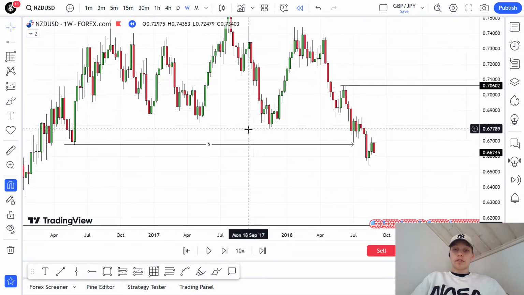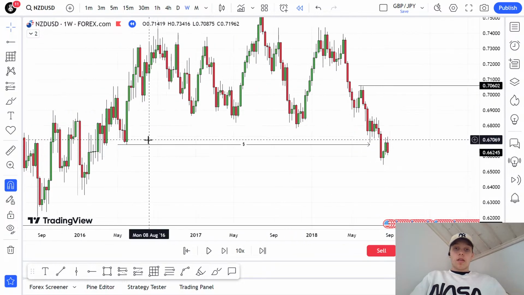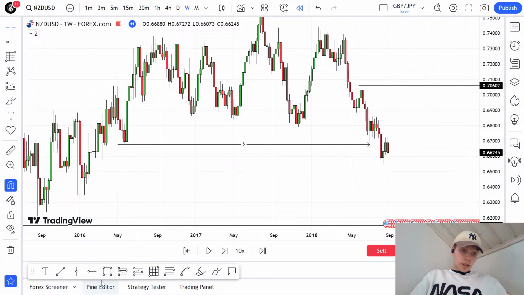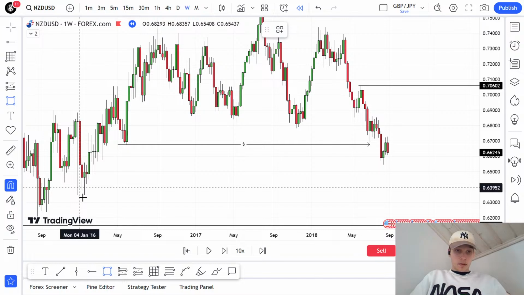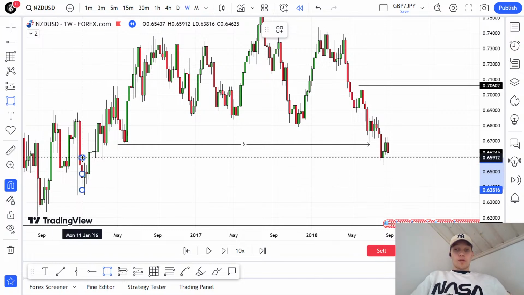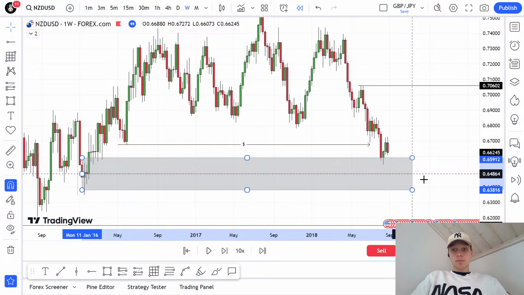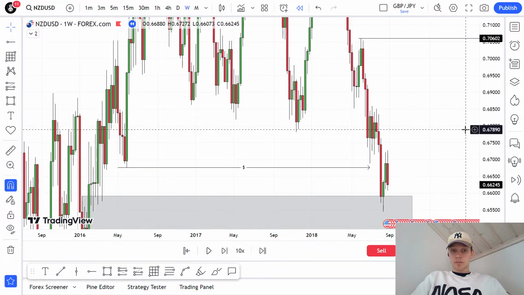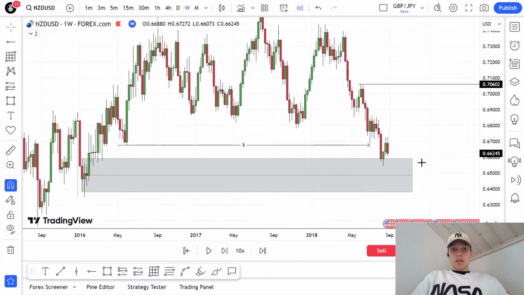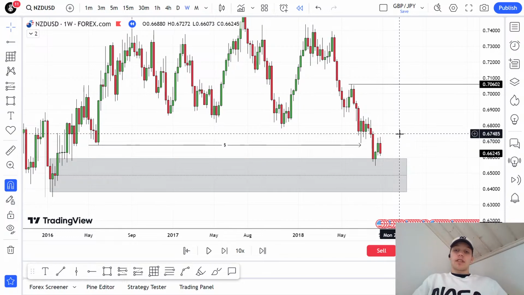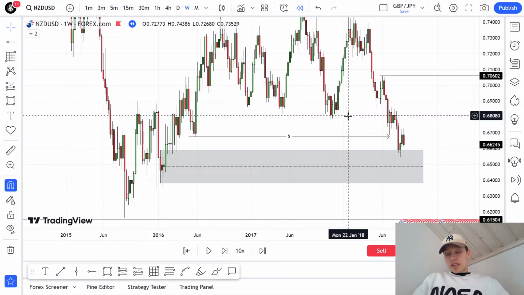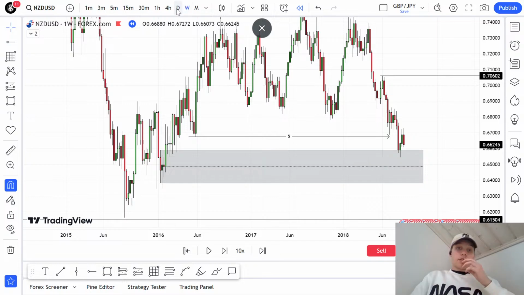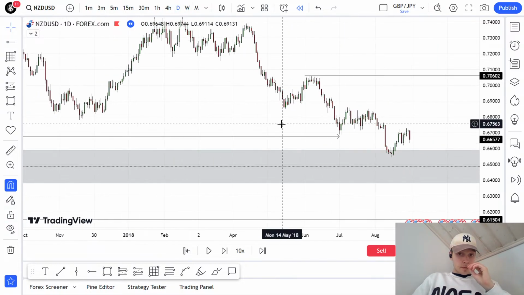So we've got break of structure to the downside, but we've also swept quite an amount of liquidity, and I would like to mark out this order block here. We've mitigated that one. Nothing much more to say. Weekly time frame doesn't really give much more to this. So let's just go to the daily.